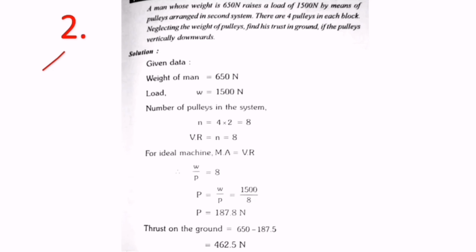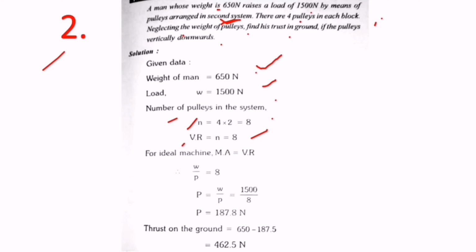Second question. A man whose weight is 650 Newton raises a load of 1500 Newton by means of pulleys arranged in the second system. There are 4 pulleys in each block. Neglecting the weight of pulleys, find his thrust on the ground if the pull is vertically downwards. So given data is weight of man 650 Newton. Load is 1500 Newton. And number of pulleys in the system, N equals 4 into 2, because this is the second system of pulleys. So N equals double, 4 into 2, that is 8.